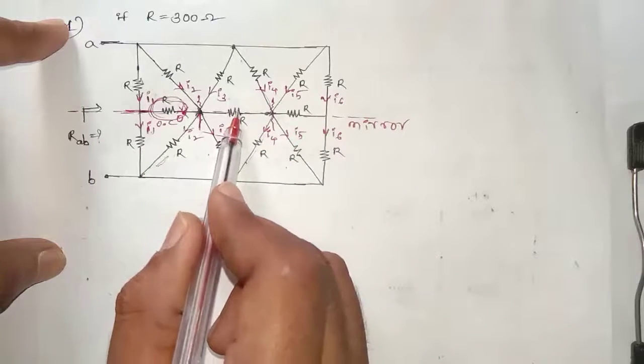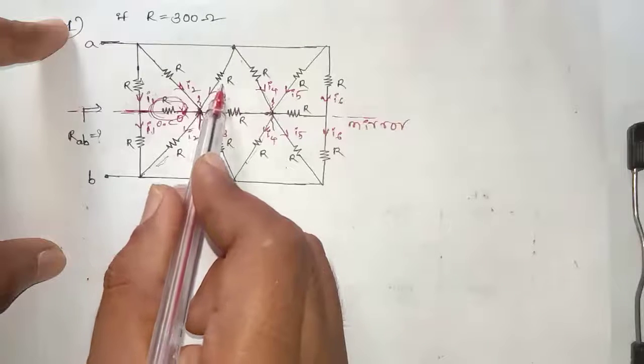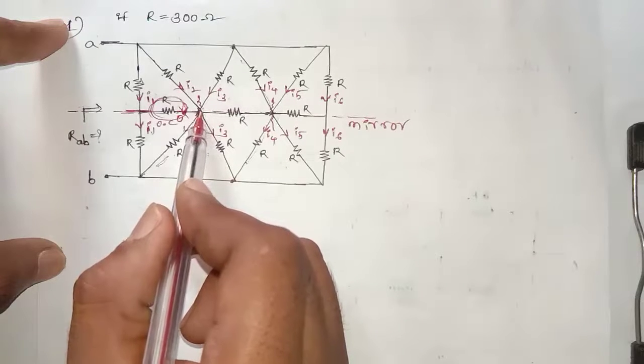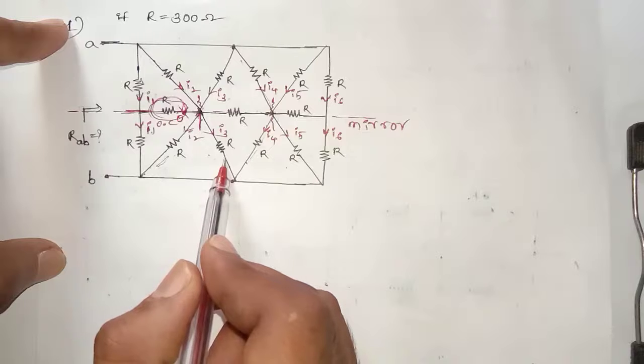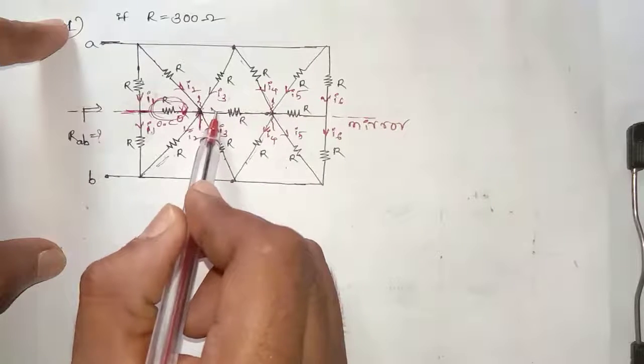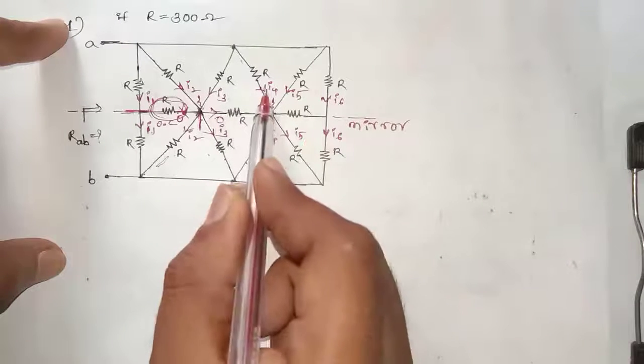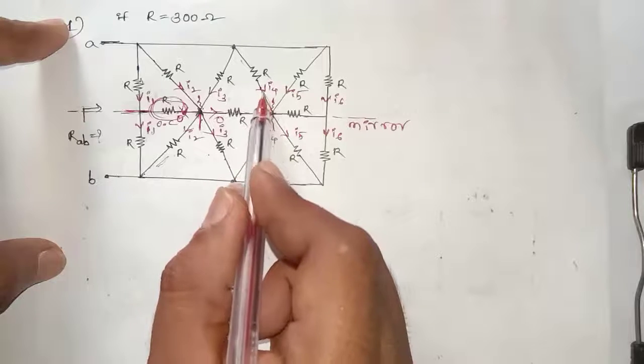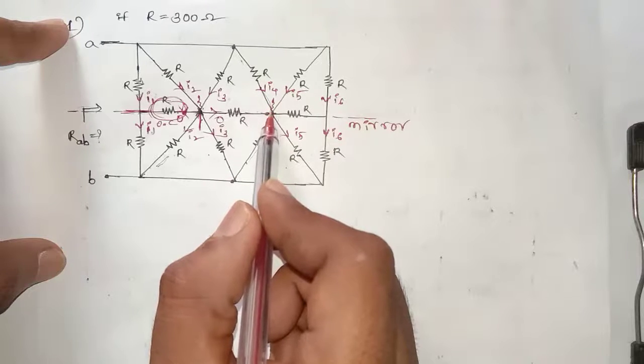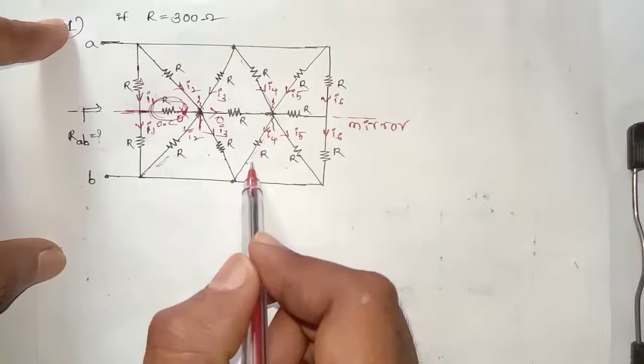Now look at this resistor. The I3 current is flowing from this resistor and I3 is flowing through this resistor. No current is flowing from this resistor, right? From this side, look at this side. I4 current is flowing from this resistor and the I4 current is flowing from this resistor.